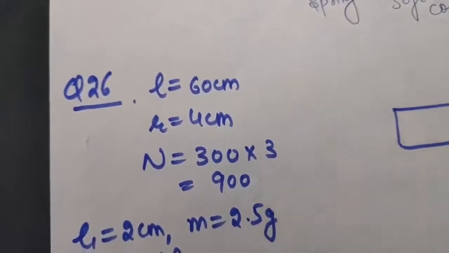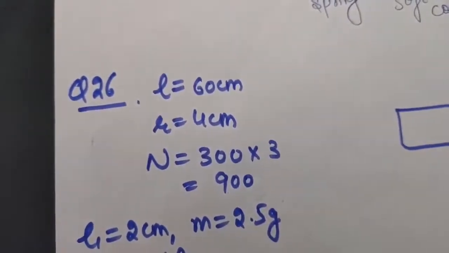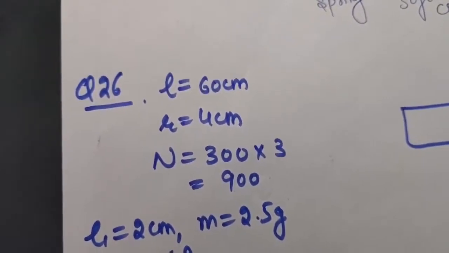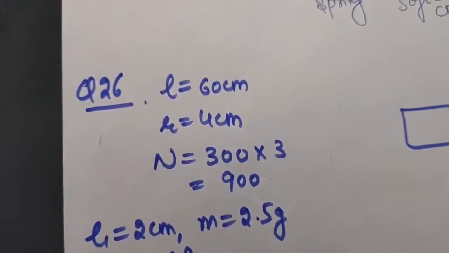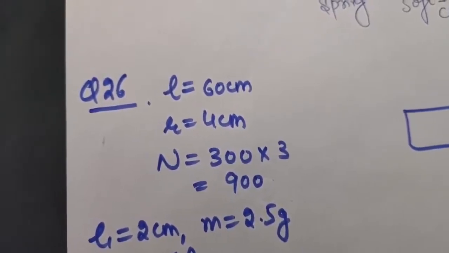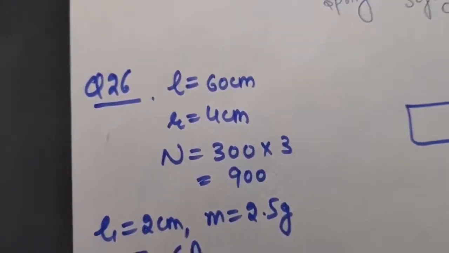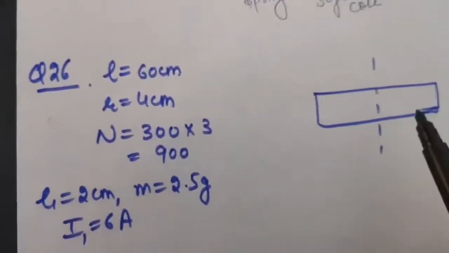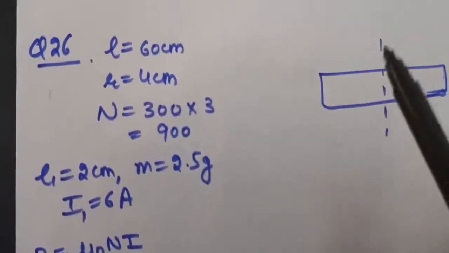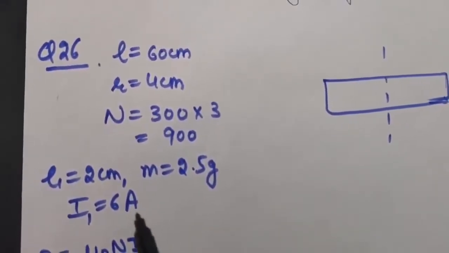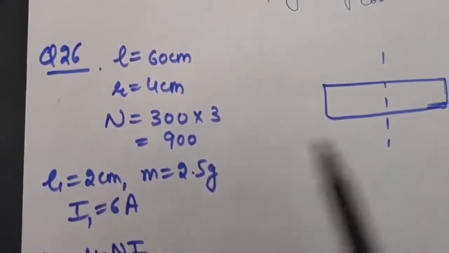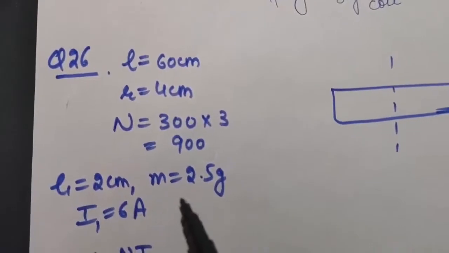Okay, so next it says both the wires and the axis of the solenoid are in horizontal plane. The wire is connected through the two leads parallel to the axis of solenoid to an external battery which supplies a current of 6 ampere. That means, suppose if this is the solenoid, a wire is lying like this perpendicularly to its axis and current 6 ampere is flowing through it, and its length is 2 centimeter and its mass is 2.5 grams.